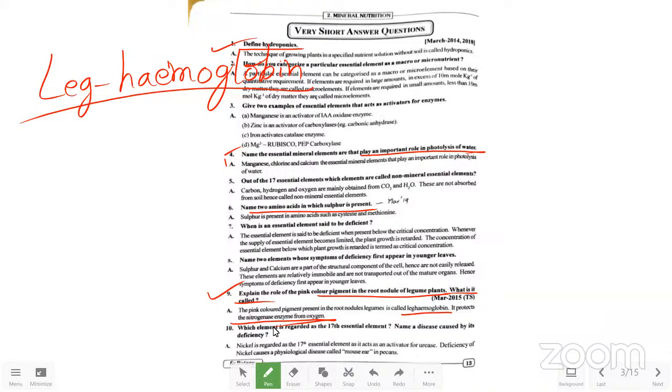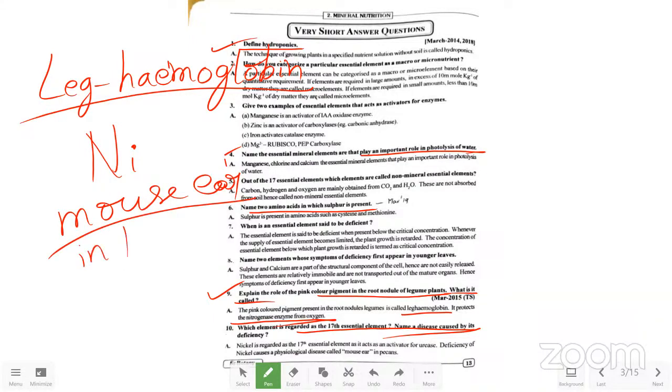Which element is regarded as the 17th essential element? Name a disease caused by its deficiency. Nickel is the 17th element, and the deficiency disease caused by this is mouse ear in pecans.